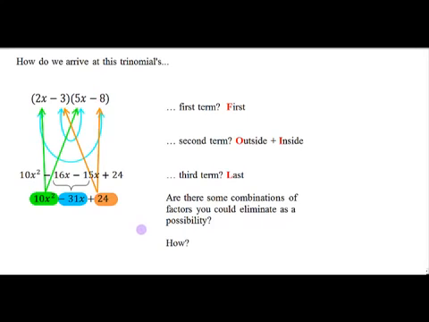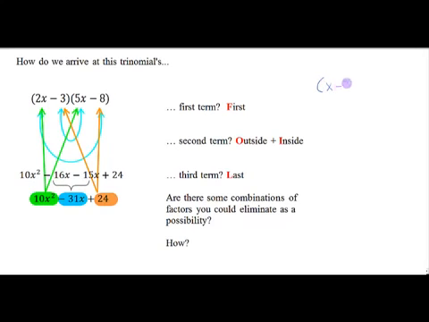So are there some combinations of factors that we could eliminate as a possibility? Apparently we're splitting 10x squared up as 2x and 5x. What if we had split it up instead as x and 10x? That would give us a 10x squared also, wouldn't it? So let's go ahead and try.